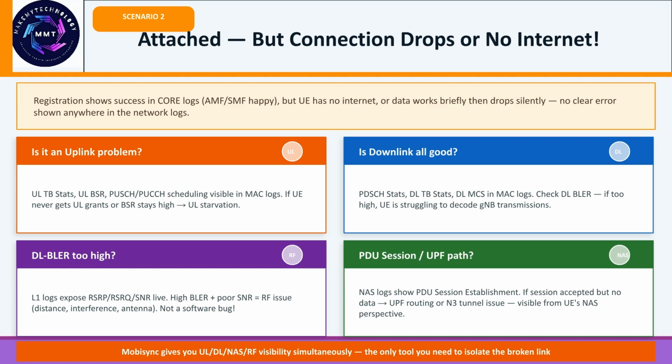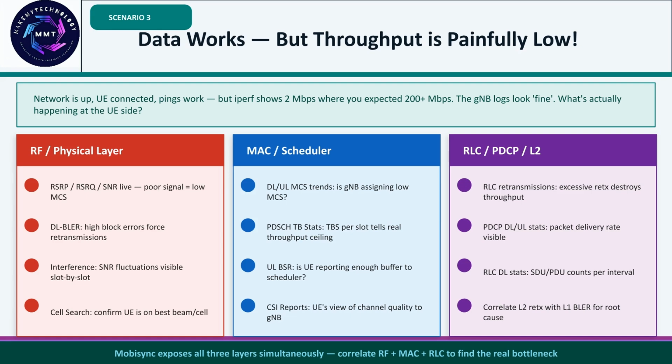This video looks at Scenario 2, where the UE is attached but connections drop or there's no internet. We investigate whether it's an uplink or downlink issue, check for DL BLER issues, and examine the PDU session and UPF path. Scenario 3 focuses on low throughput, despite the network working. We look into the RF/physical layer, MAC/scheduler, and RLC PDCP-L2 layers. Mobisync exposes all three layers simultaneously to find the bottleneck.